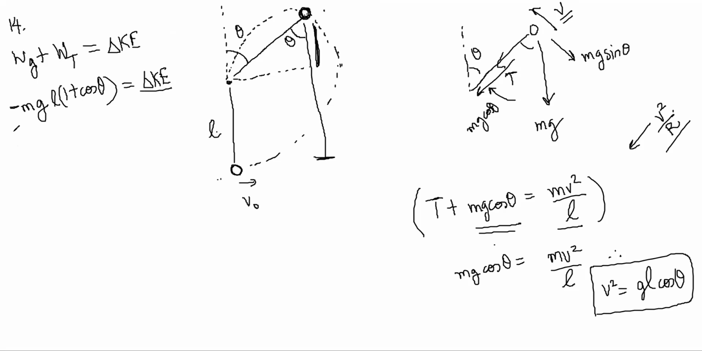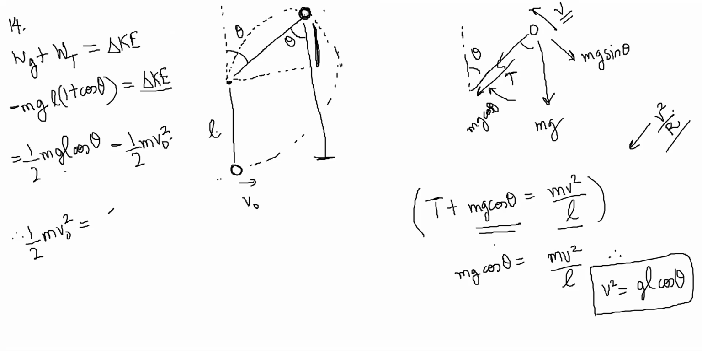So you will get an equation here. Final kinetic energy is equal to half mv square, and v square is mg L cos theta, minus initial kinetic energy, which is half m v naught square. So therefore, what you get is half m v naught square is equal to this plus this.